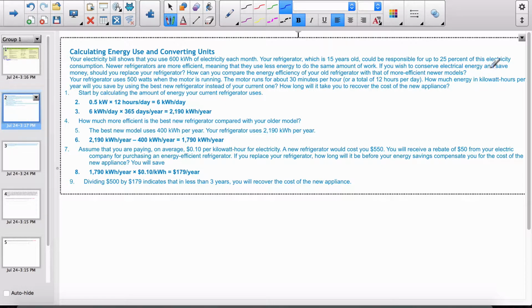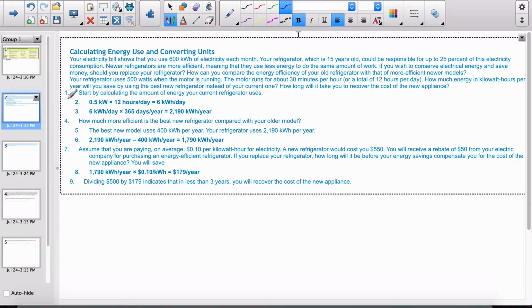If you wish to conserve electrical energy and save money, should you replace your refrigerator? How can you compare the energy efficiency of your old refrigerator with that of newer efficient models? So your old refrigerator uses 500 watts when the motor is running. The motor runs for about 30 minutes per hour, or a total of 12 hours per day. How much energy in kilowatt hours will you save by using the best new refrigerator instead of your current one? And how long will it take you to recover the cost of the new appliance?